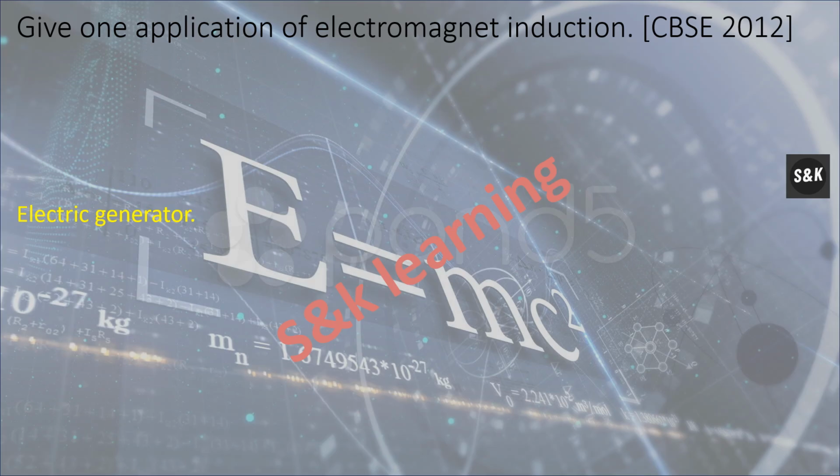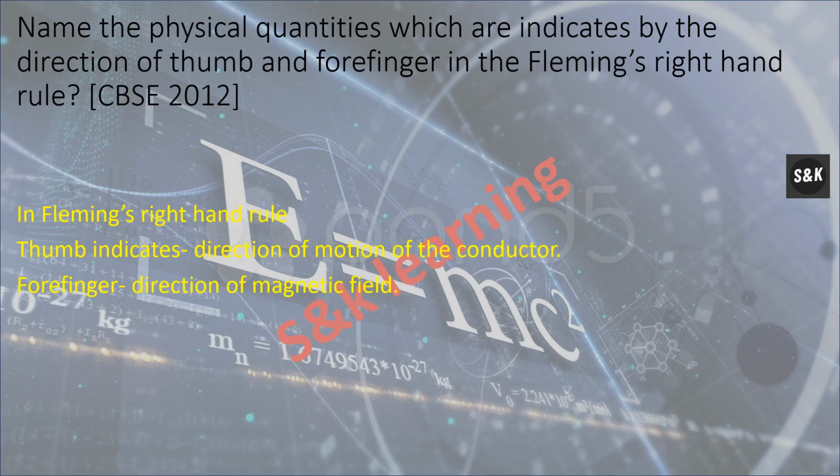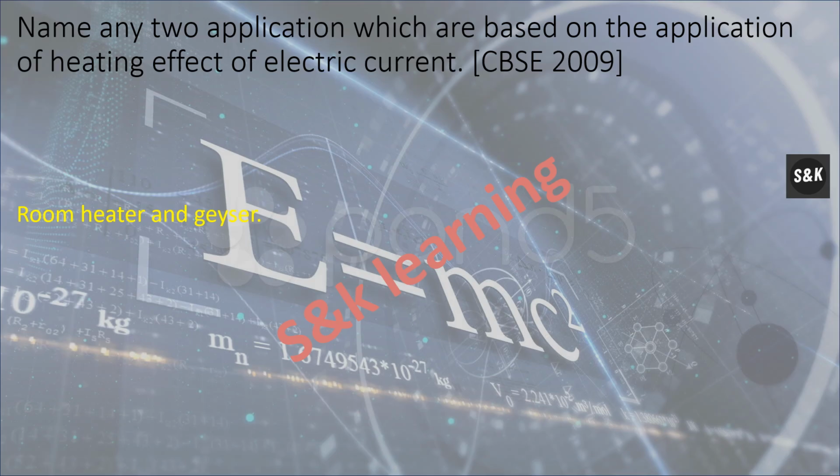Give one application of electromagnetic induction. Electric generator. Name the physical quantities indicated by the direction of thumb and forefinger in Fleming's left-hand rule. In Fleming's left-hand rule, the thumb indicates the direction of motion, the forefinger indicates the direction of magnetic field. Name any two applications based on the heating effect of electric current: room heater and geyser.